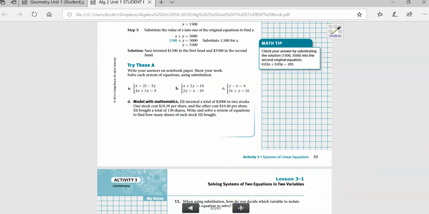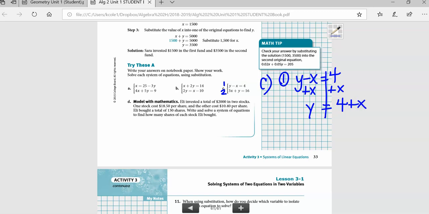For C, neither one is isolated. Not the first equation or the second equation. So I just have to choose which one I want to isolate. It doesn't really matter. I'm going to choose equation 1, and I'm going to solve for y. So that means I'm going to add x. So y equals 4 plus x, or x plus 4.